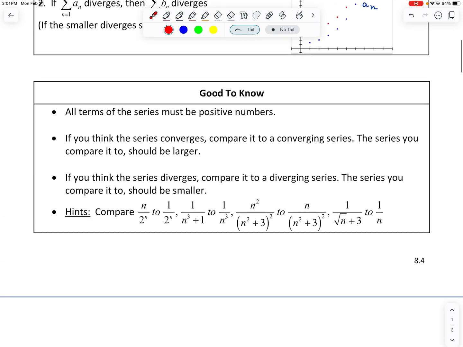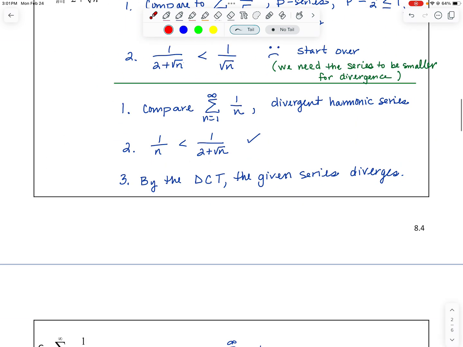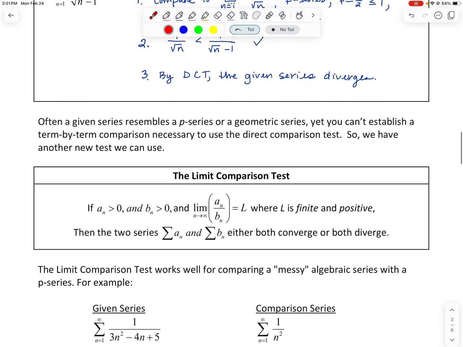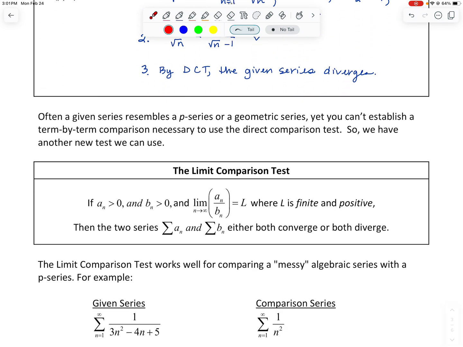So like I said here, if you think your series converges, then pick a series to compare it to that would be larger. Okay, and then next thing we can do is, sometimes the direct comparison test is too messy or you can't find one, and it's just kind of creating some headaches.